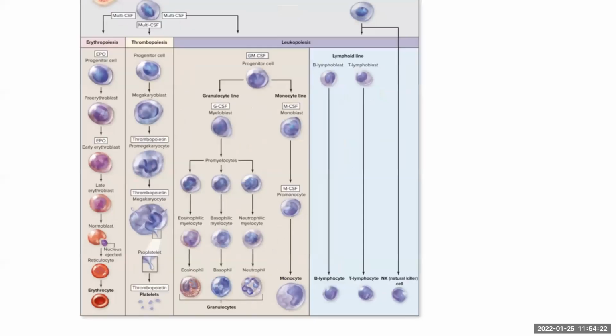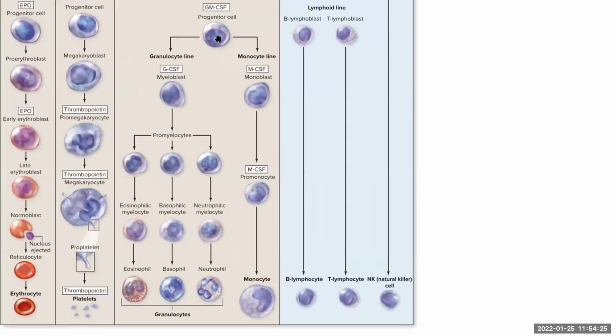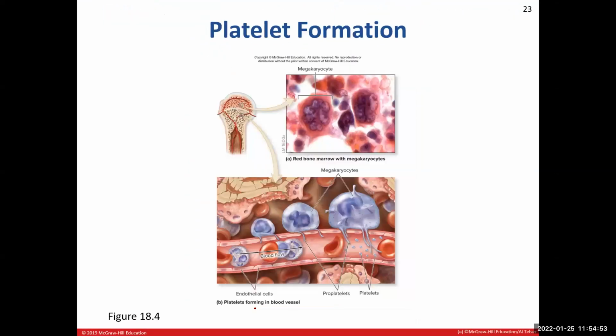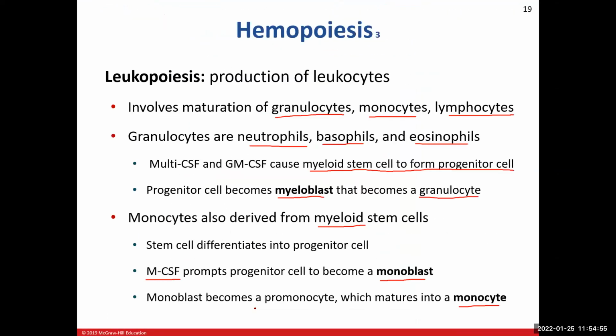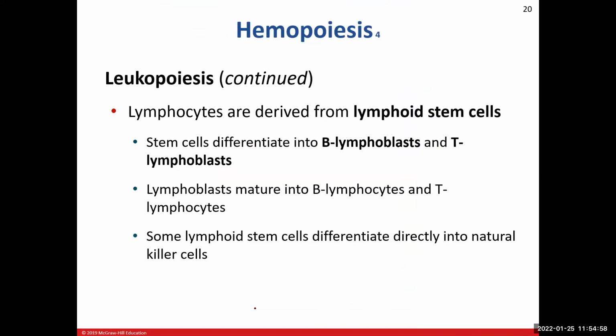So coming back here, this is what we're talking about. We have our progenitor cell, and depending on which colony stimulating factor is produced, the granulocyte one or the monocyte one, that will determine which direction the progenitor cell goes in. It will eventually form one of the three granulocytes if it goes to the granulocyte line. If it goes towards the monocyte line, it's eventually going to become a monocyte, which will eventually become our macrophage.